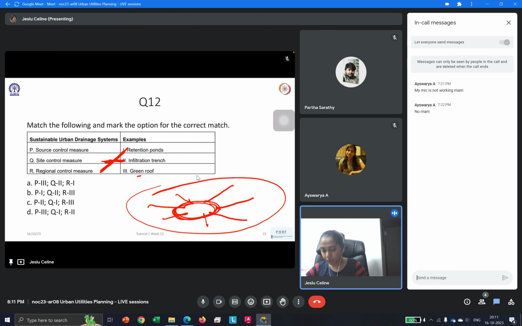Then we have green roof, which is a source control measure because it's directly at the source. Rainwater falls on the roof, so that's the source of the water. From the roof, we are getting the water for other purposes. So by creating a green roof, we are using it in the source itself, on the roof. So it's a source control measure. Very good. So that works out to which option? P is 3 and Q is 2 and R is 1. Option A. Okay. Let's proceed to the next question.